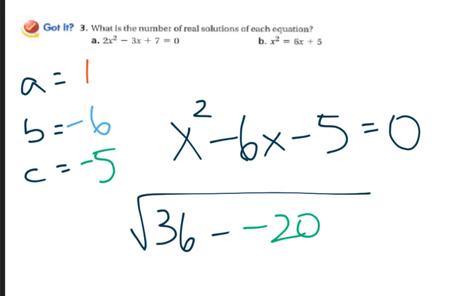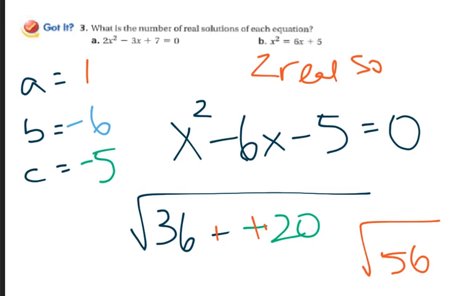But when you subtract a negative, it's really like you're adding. So this is definitely going to be a positive, because no matter what, I can't get a negative answer. I'm adding two positive numbers, and it's going to be positive 56. But we don't really care about the number. We only care about, is it positive, is it negative, or is it 0? So this one would have two real solutions.